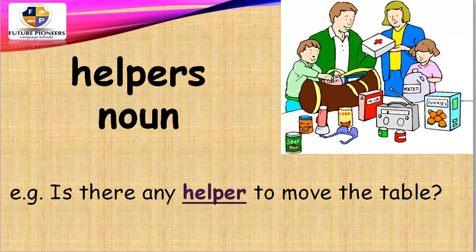Okay, what are they doing? Yes, they are helping each other. So they are helpers. The one who helps another one is a helper. Helpers is a noun. It's not an action, it's a name of the person who helps each other. So it's a noun. For example, is there any helper to move the table? Okay, let's see the next.